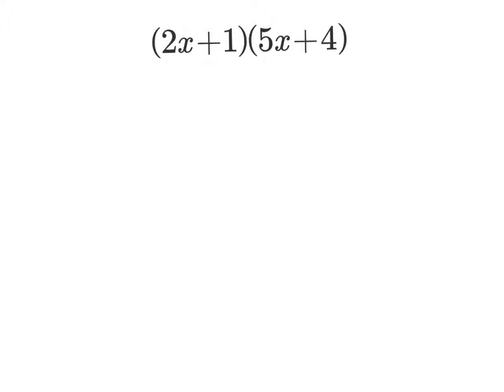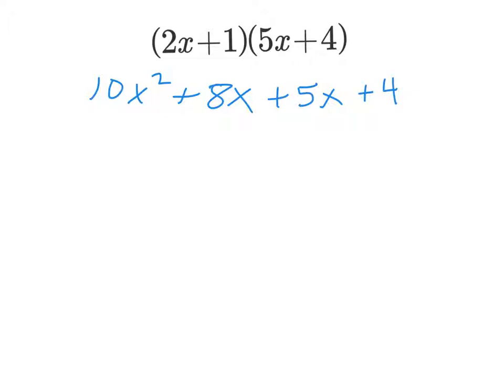So first, we're going to multiply the 2x by the 5x, and that's going to give us a 10x squared. Then we're going to multiply the 2x by the positive 4, so that's a positive 8x. And now it's the 1's turn with each of the two terms. So 1 times 5x is just positive 5x. And then a positive 1 times a positive 4 is a plus 4.